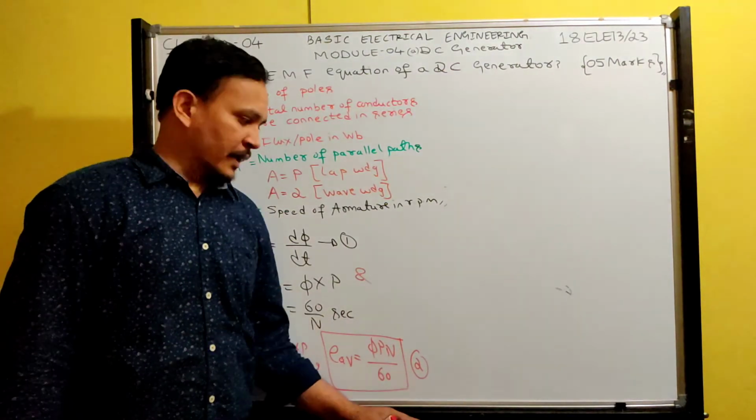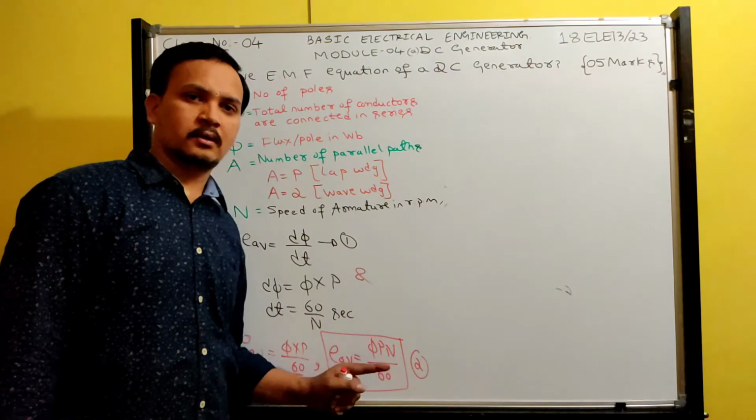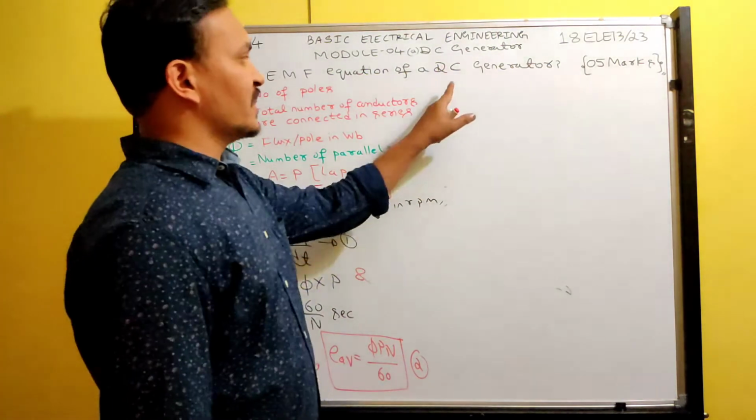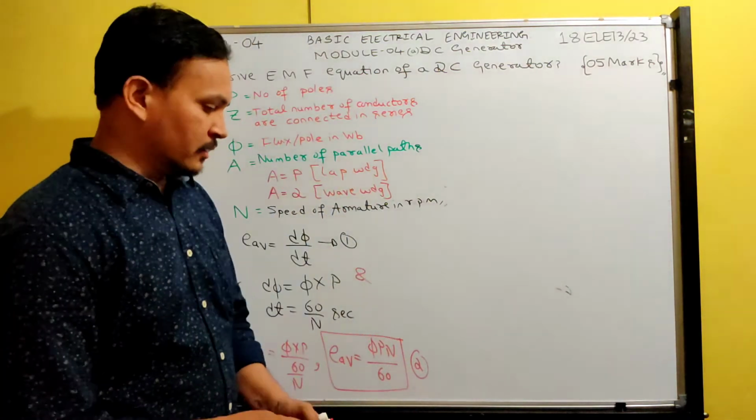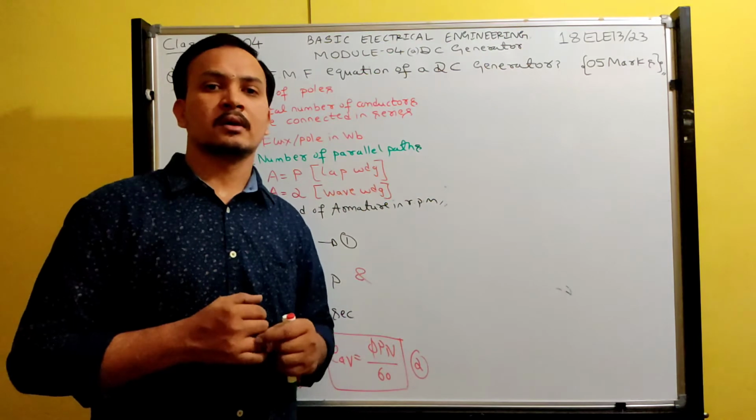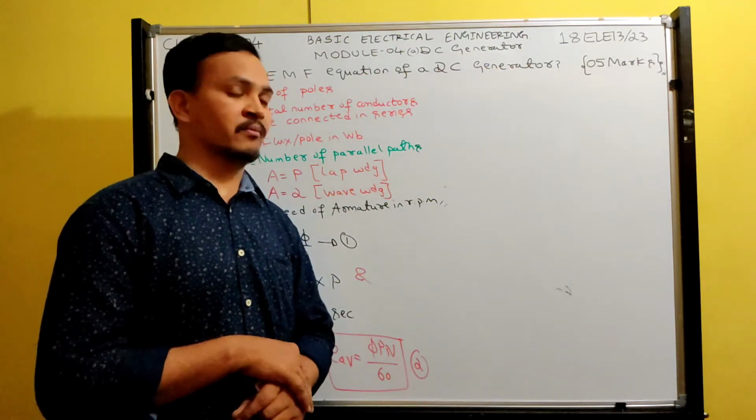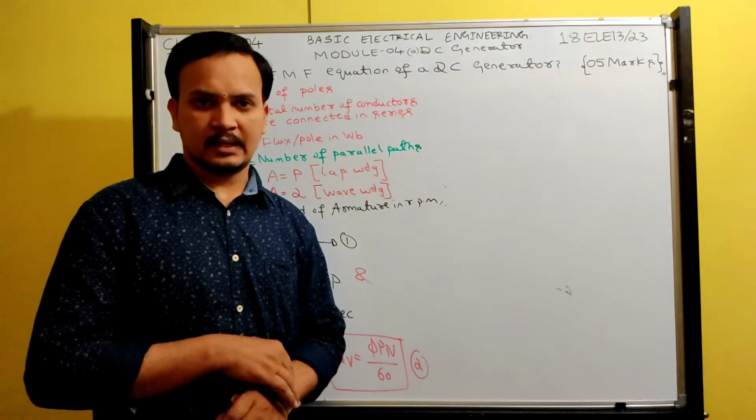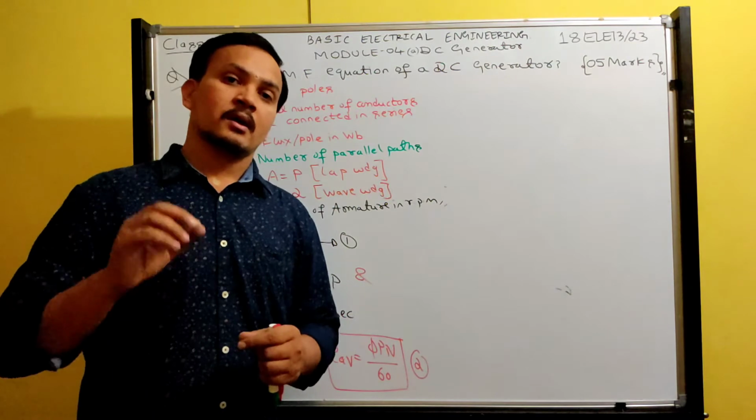After equation 2, write down: equation 2 is the EMF induced in one conductor. After that you write: generally, the armature winding may be lap connected or wave connected, with several armature conductors connected in series.